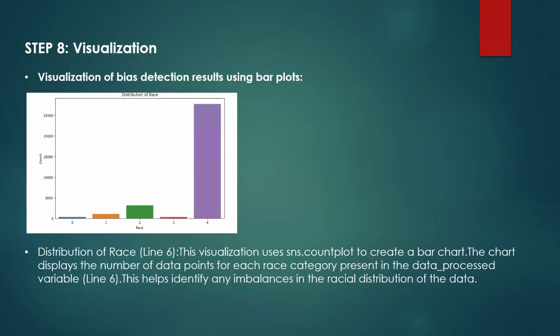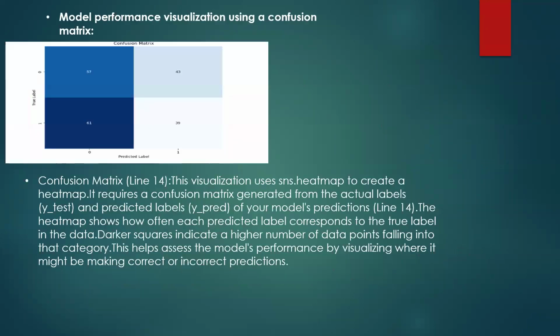Next slide. Yeah, for the visualization, the chart shown here displays the number of data points for each race category present in the data processed variable. This helps to identify any imbalance in the racial distribution of the data. Next slide, please. And we also plotted a heat map telling how often each predicted label corresponds to the true label in the data. Darker spots indicate a higher number of data points falling into that category. This helps to assess the model's performance by visualizing where it might be making correct or incorrect predictions.